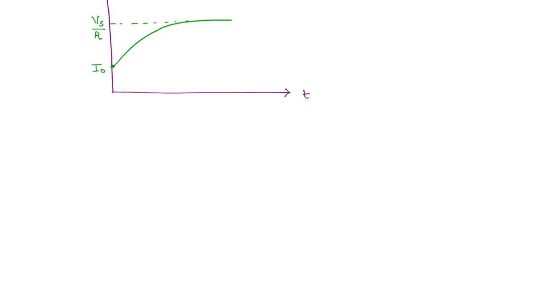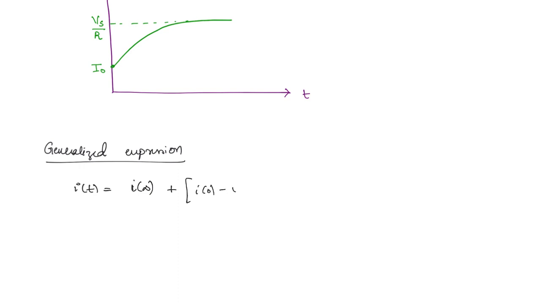Now we will write a generalized expression just like we did for the RC circuit. What is the generalized expression in terms of the initial and final values? I of t is equal to I at infinity, the final value, plus I of 0 minus I of infinity, the initial value minus the final value, into e to the power minus t by tau. This is for the case of switch closed at t is equal to 0.